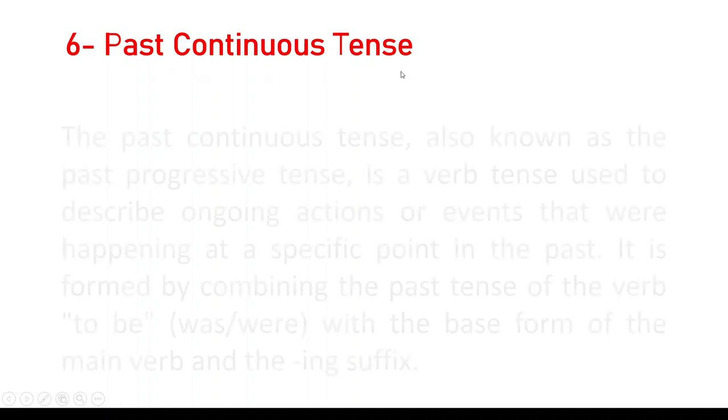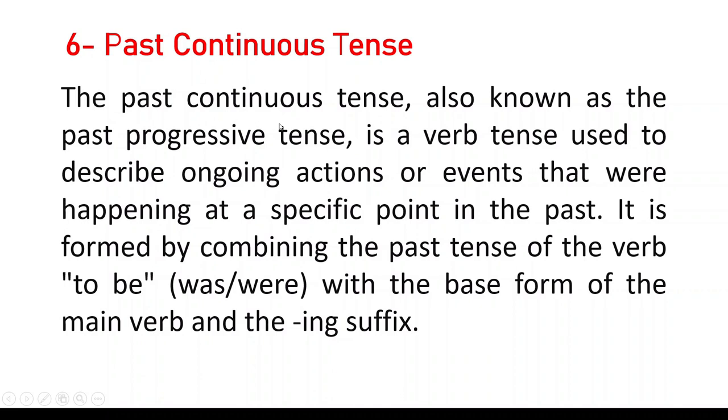6. Past continuous tense. The past continuous tense, also known as the past progressive tense, is a verb tense used to describe ongoing actions or events that were happening at a specific point in the past. It is formed by combining the past tense of the verb to be, was, were, with the base form of the main verb and the ing suffix.